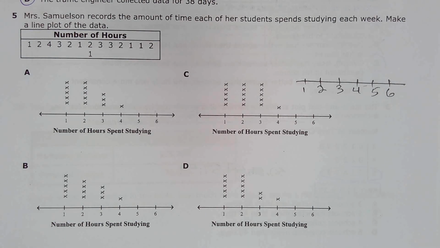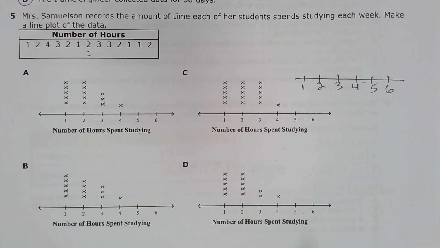Samuelson records the amount of time each of her students spends studying each week. Make a line plot of the data. That's weird. I guess that makes sense. Really, we're making a dot plot, so that's why it's weird for me to read it that way. So it's okay. So now we have these pieces of data that represent all of these numbers.